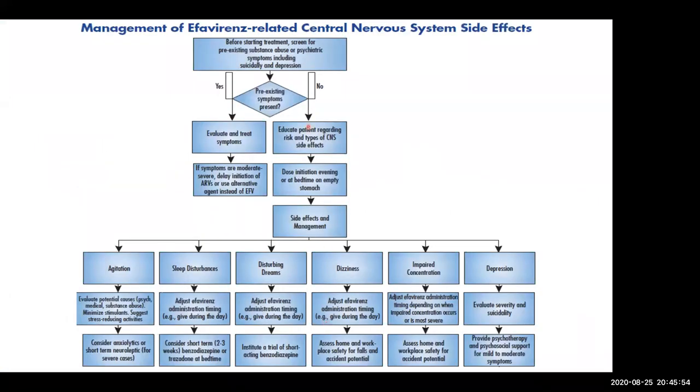So this is the algorithm. It's very complicated, but it's very simple when you look at it. Number one, it says, before you give efavirenz to any patient, screen them for pre-existing psychiatric conditions. So that's principle number one. Before you give efavirenz, screen your patient. If you have a patient who's suicidal, you should probably avoid the use of efavirenz, right? Then number two, what do you need to look for? You need to educate your patient to say, look, it's going to happen. We have seen that more than half of our patients, within the first 2 weeks, will experience some form of CNS effects. And if it happens within the first 2 weeks, we don't become anxious.